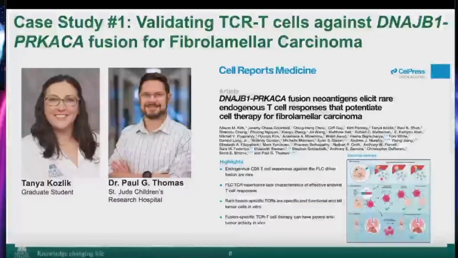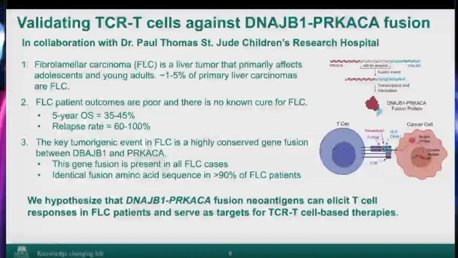A lot of the work involved with this was actually led by one of the graduate students in the lab, Tanya. And the results from these studies were recently published in Cell Reports Medicine. So for anyone that's interested in gaining more insight into some of the results, I would encourage you to check out the publication. Just to give a broad overview of fibrolamellar carcinoma.